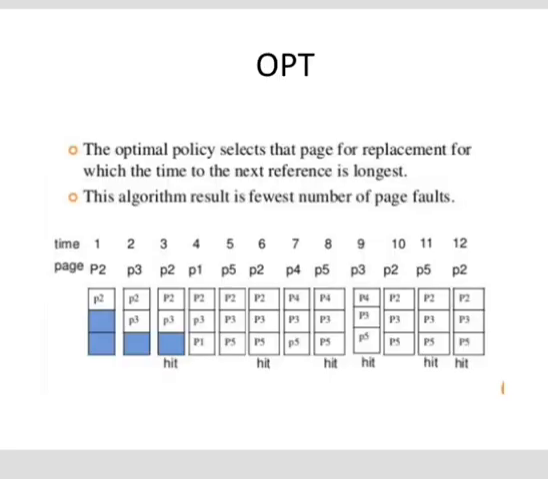Next is the OPT page replacement. So the optimal policy selects a page for replacement for which the time to the next reference is longest. This algorithm results in the fewest number of page faults. The optimal policy selects for replacement that page for which the time to the next reference in the future is the longest. This algorithm has the fewest page faults.